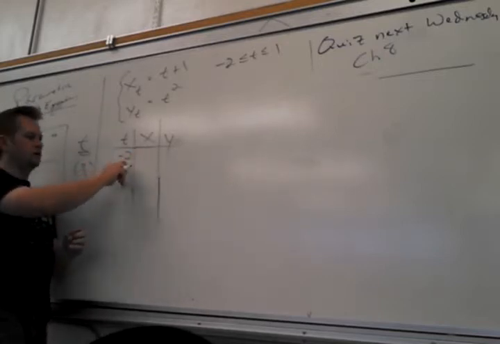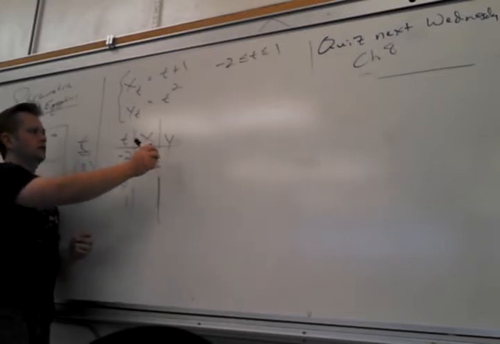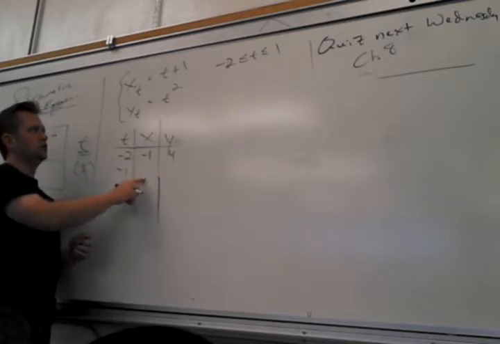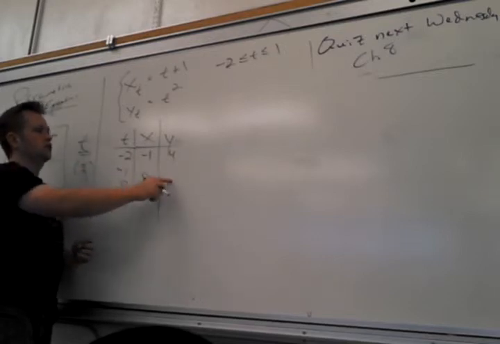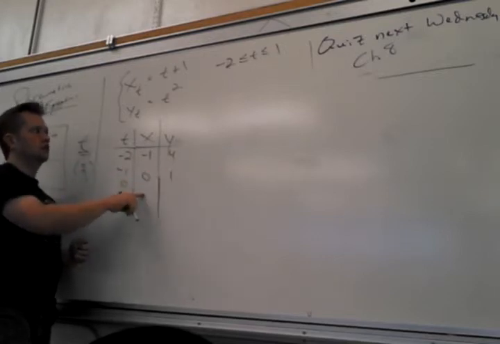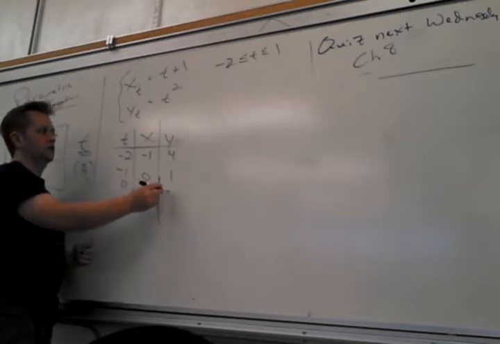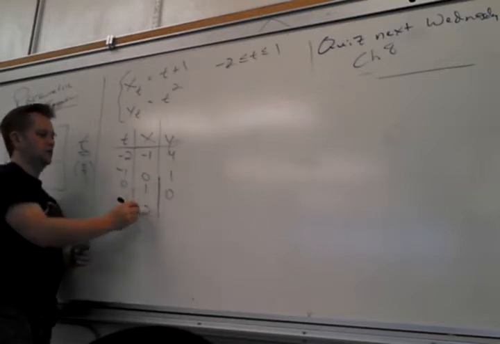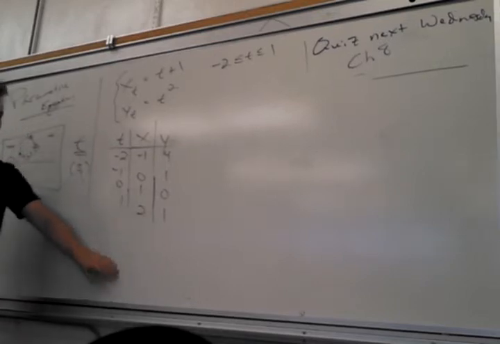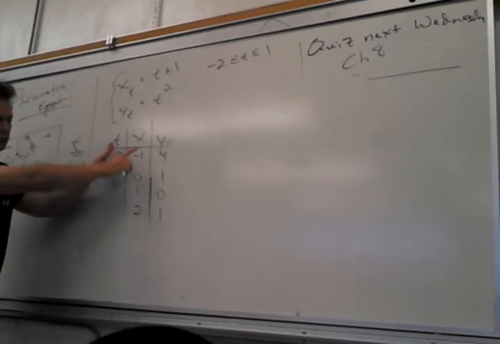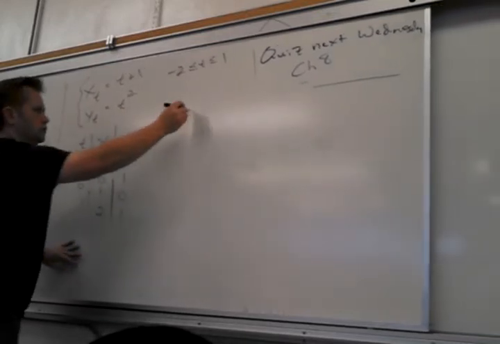So what's x if t is -2? -1. That's great. And what's y? 4. What's x if t is -1? 0. What's y? 1. And 0 gives 1, 0, and 1 gives 2, 1. All right. Then you sort of block this out and you plot those. Let's plot those.